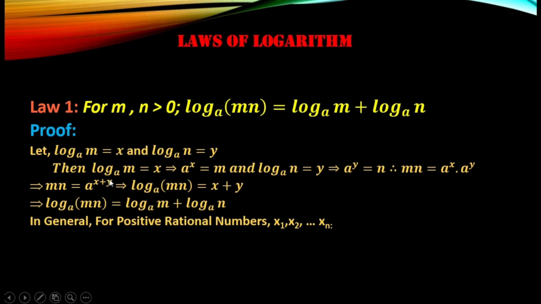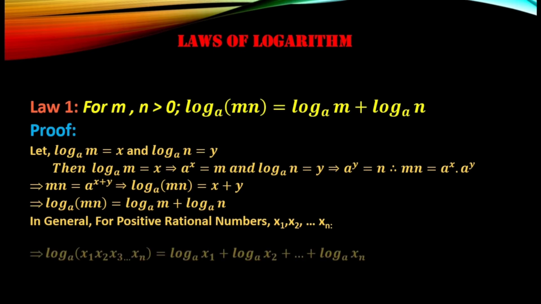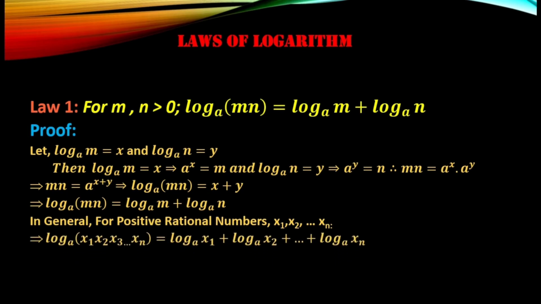In general, this is a note for all of us to remember. In general, for positive rational numbers x1, x2, x3 up to xn, log of x1 multiplied by x2 multiplied by x3 multiplied by x4 and up to xn to the base of a equals log of x1 to the base of a plus log of x2 to the base of a plus dot dot dot up to log of xn to the base of a.